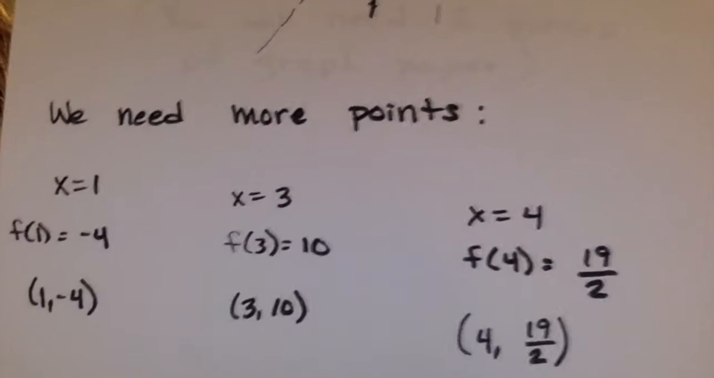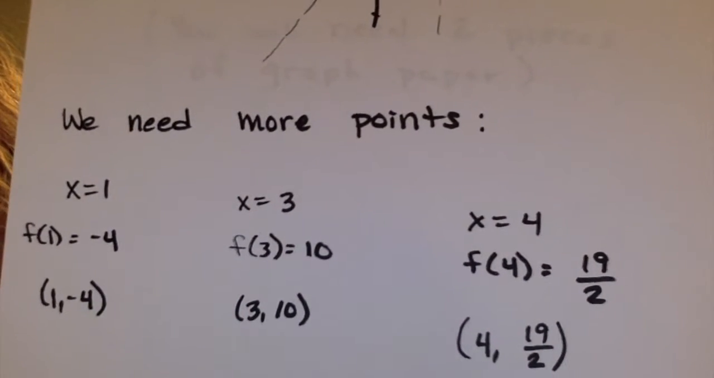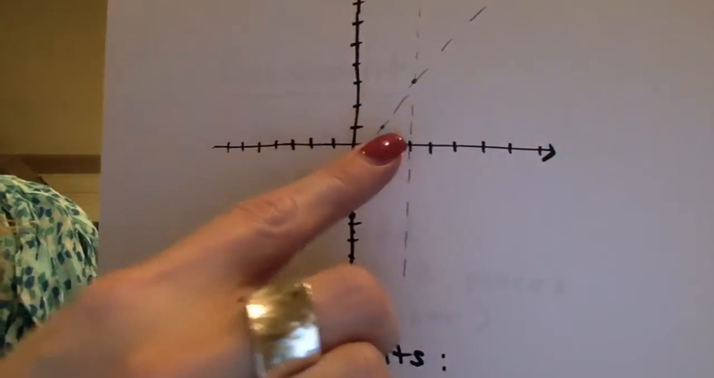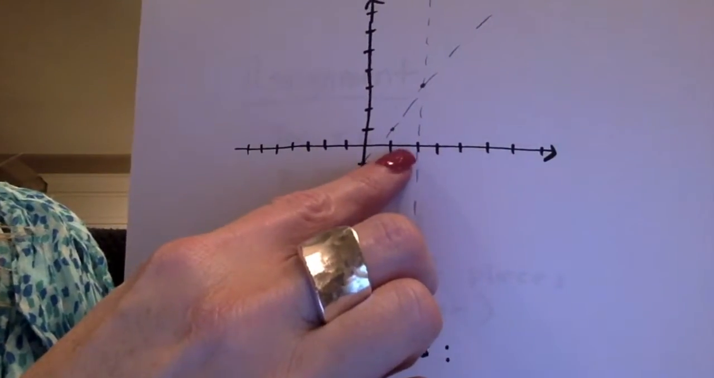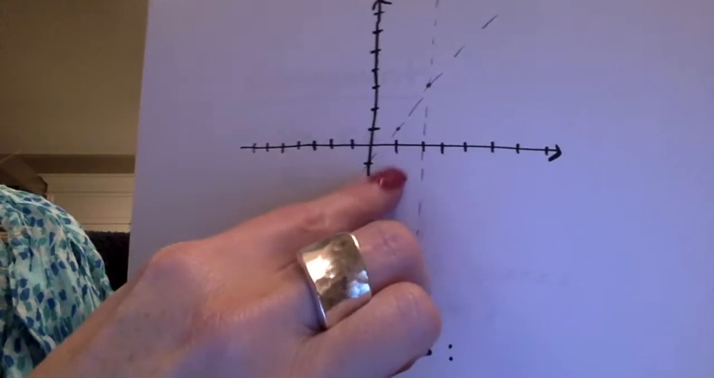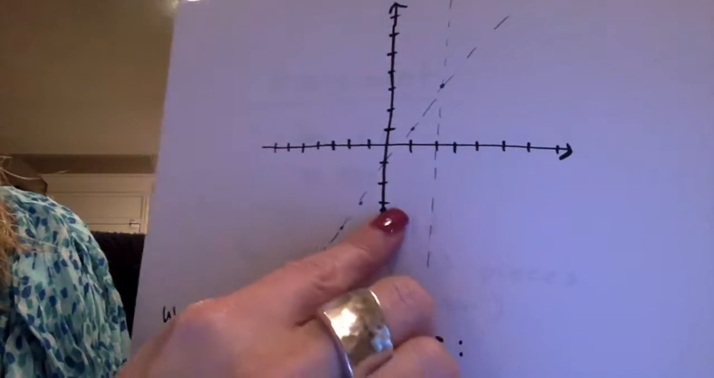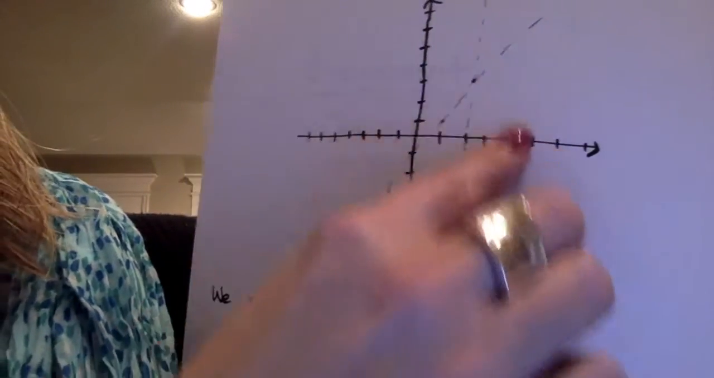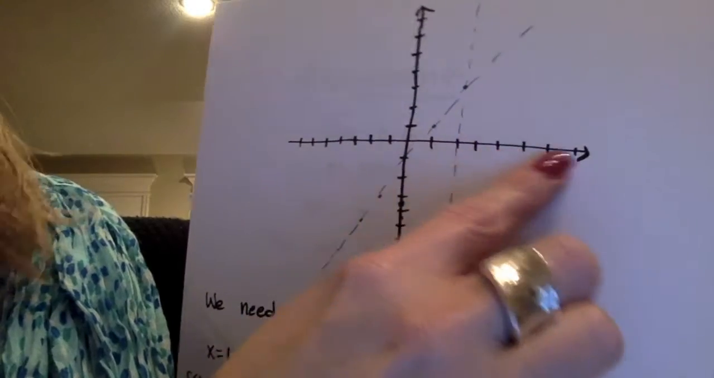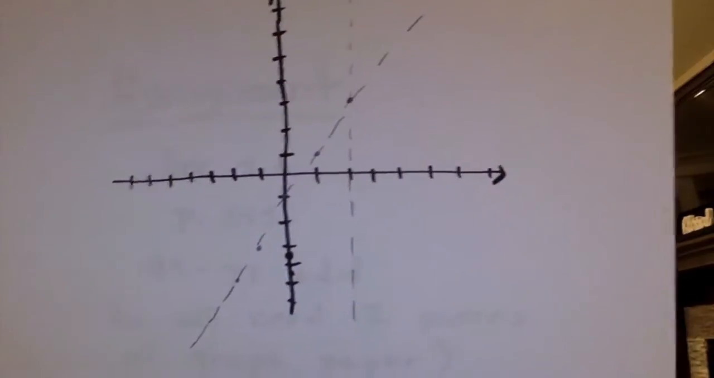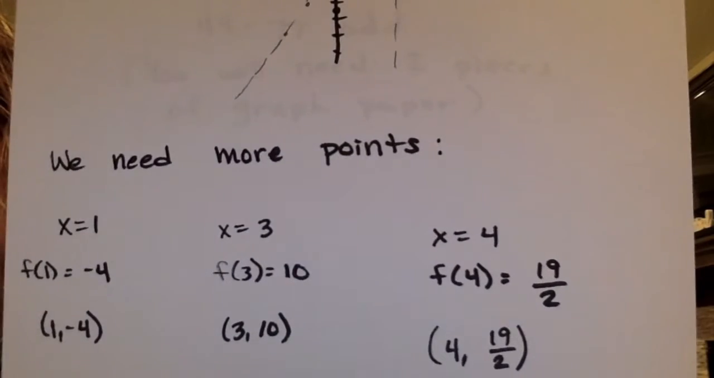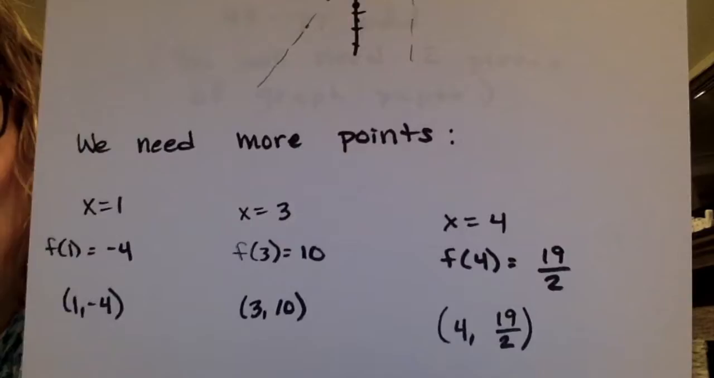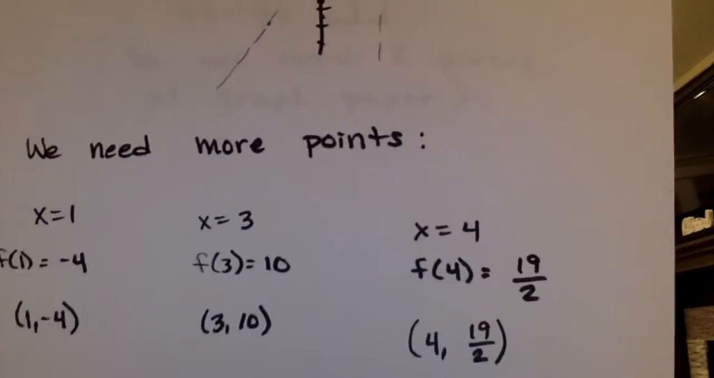So these are the points that I chose to find. We need x equals 1, we need x equals 3, and we need to find out what's happening when x is 4. So x equals 1, I'm going to find out kind of what's going on over here. So I have this point and this point. That's going to help me know what's going on in between these asymptotes. X equals 3 and 4 is going to help me know what's going on this side of the vertical asymptote. So there are the ordered pairs. Okay, (1, -4), (3, 10), and (4, 19/2), or about 9 1/2.